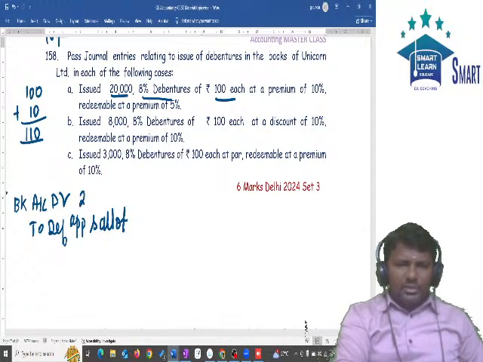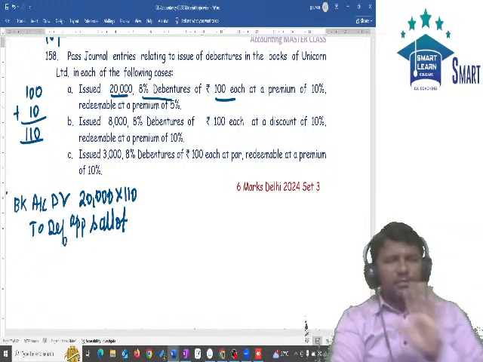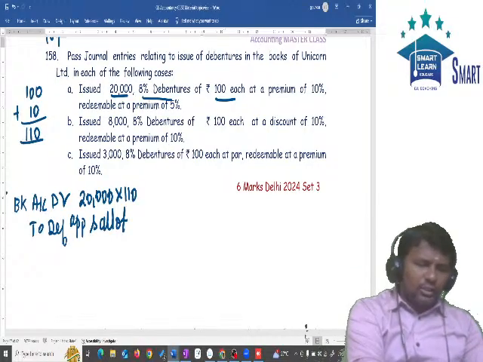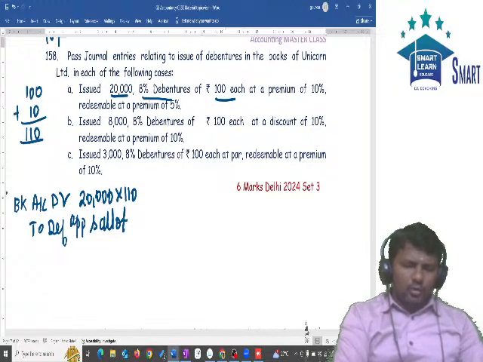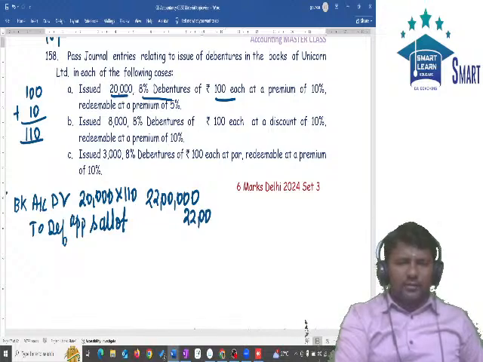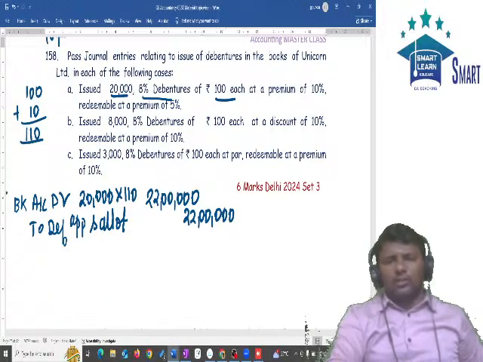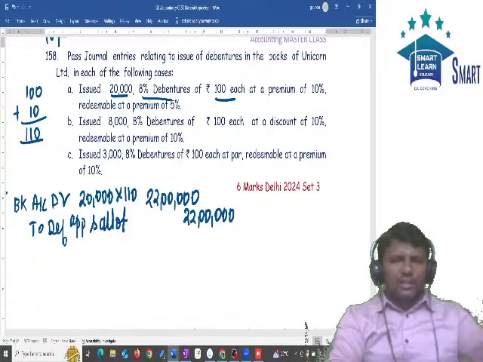How many number of debentures? 20,000 number of debentures. At what rate? 110, because it is issued at a premium. Not only redemption at premium, it is also issued at premium. Tell me, 20,000 number of debentures into 110 will give you how much amount? 22 lakh. So first, receipt of application is over. Next, application money should be transferred to allotment. Debenture application and allotment should be transferred to debentures.